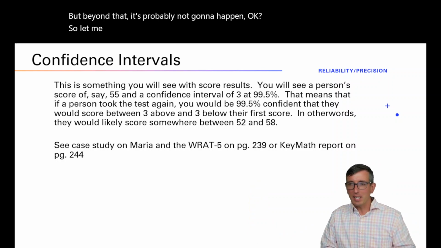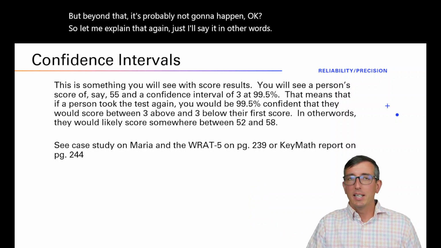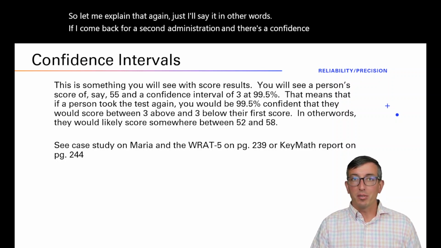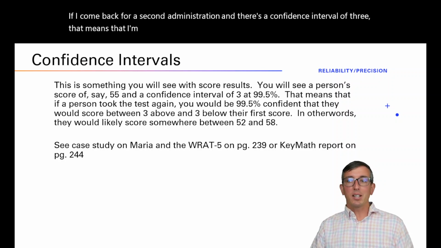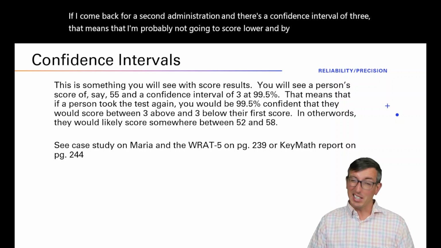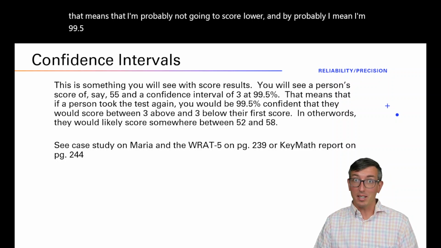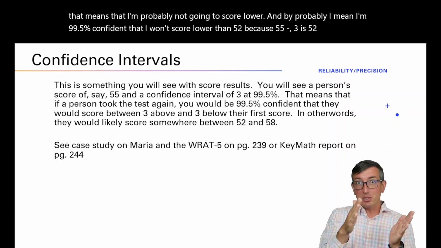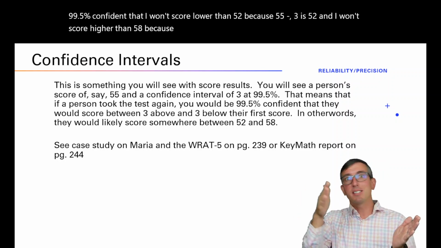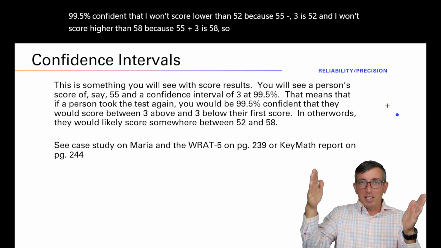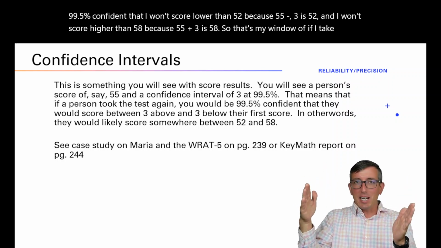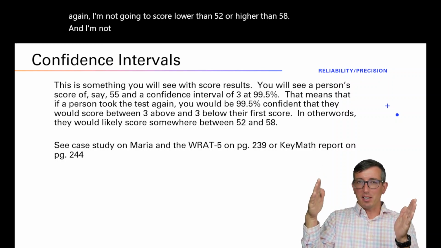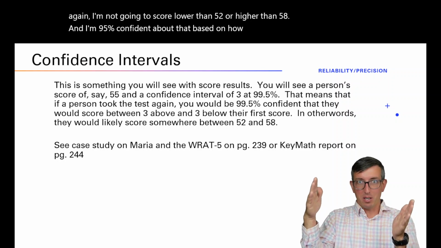So let me explain that again, I'll say it in other words. If I come back for a second administration and there's a confidence interval of 3, that means I'm probably not going to score lower, and by probably, I mean I'm 99.5% confident that I won't score lower than 52, because 55 minus 3 is 52. And I won't score higher than 58 because 55 plus 3 is 58. So that's my window: if I take the test again, I'm not going to score lower than 52 or higher than 58. And I'm confident about that based on how much error I know is in the process.